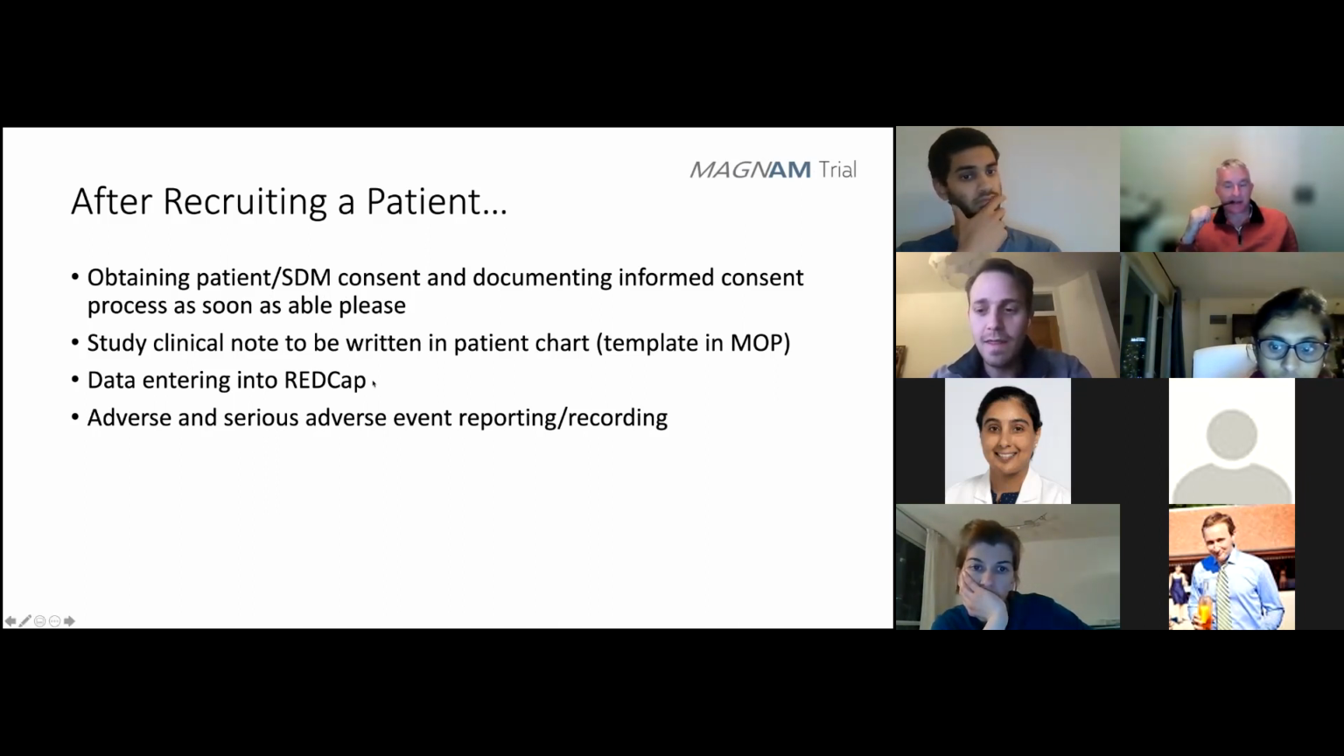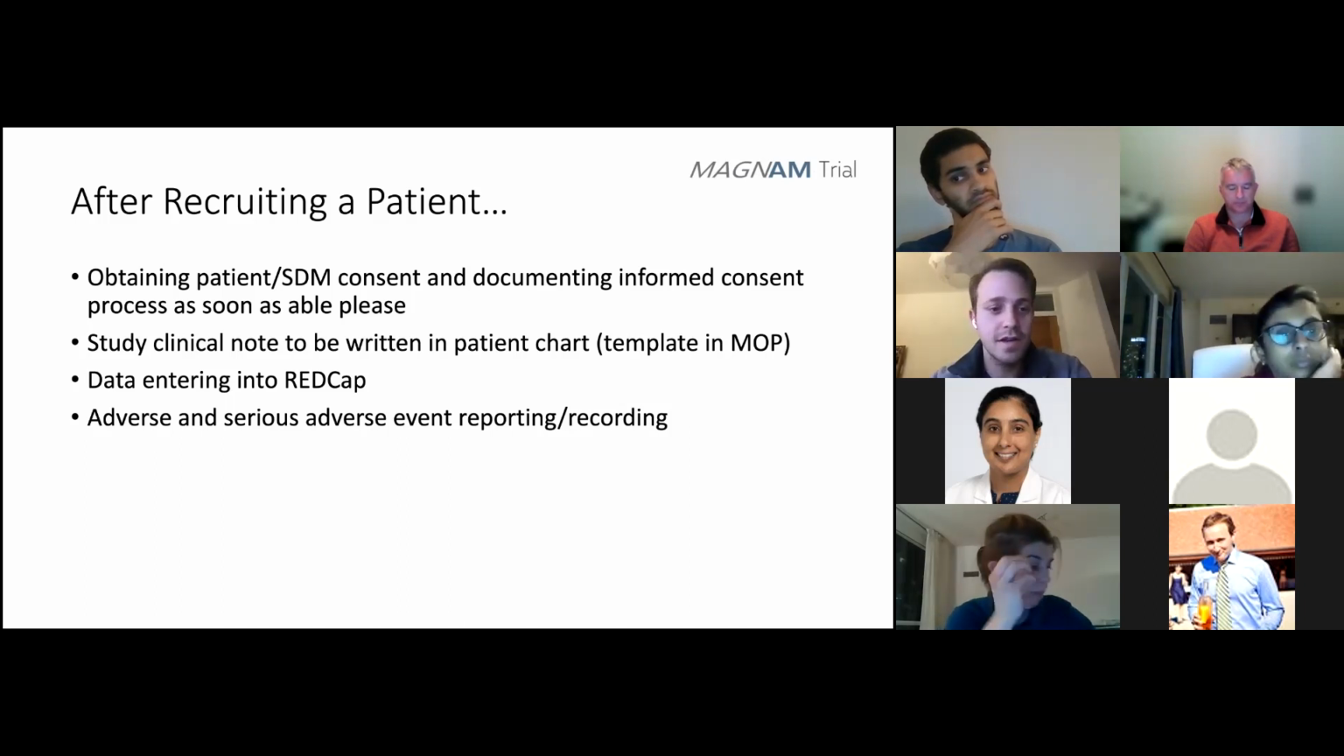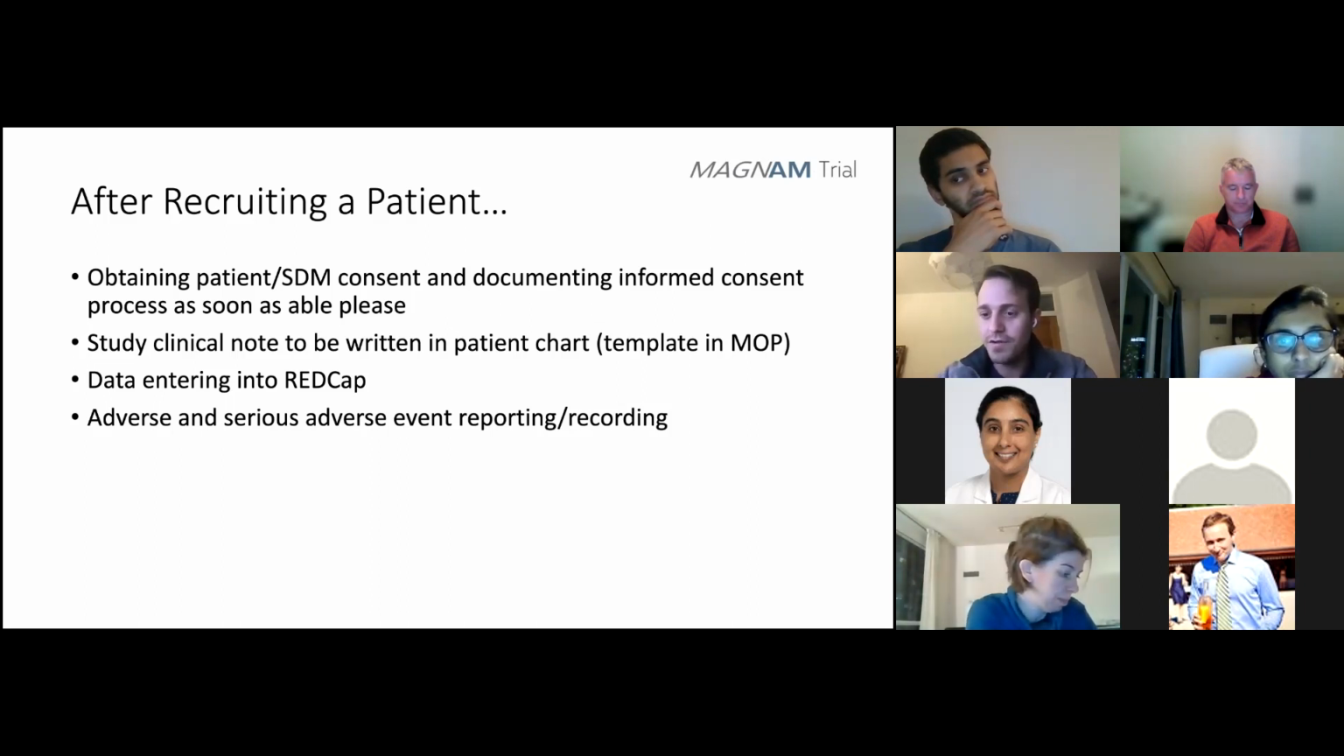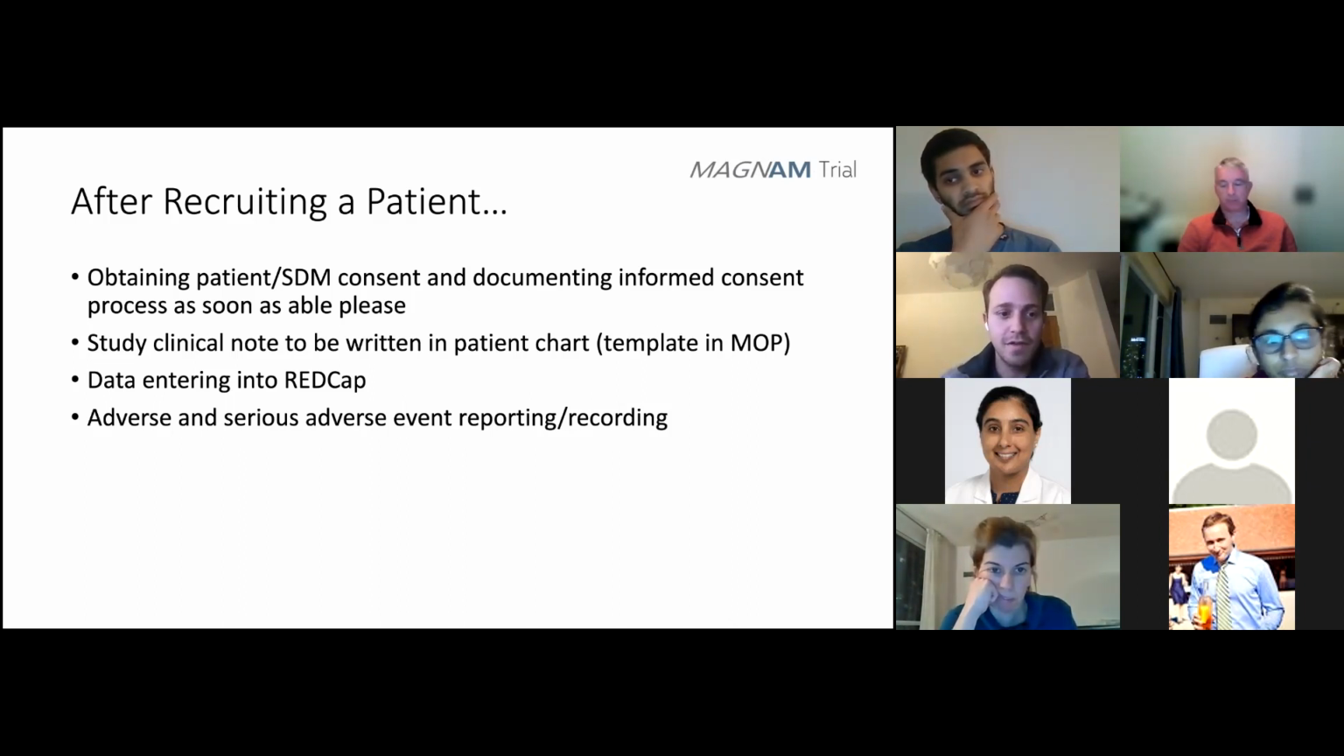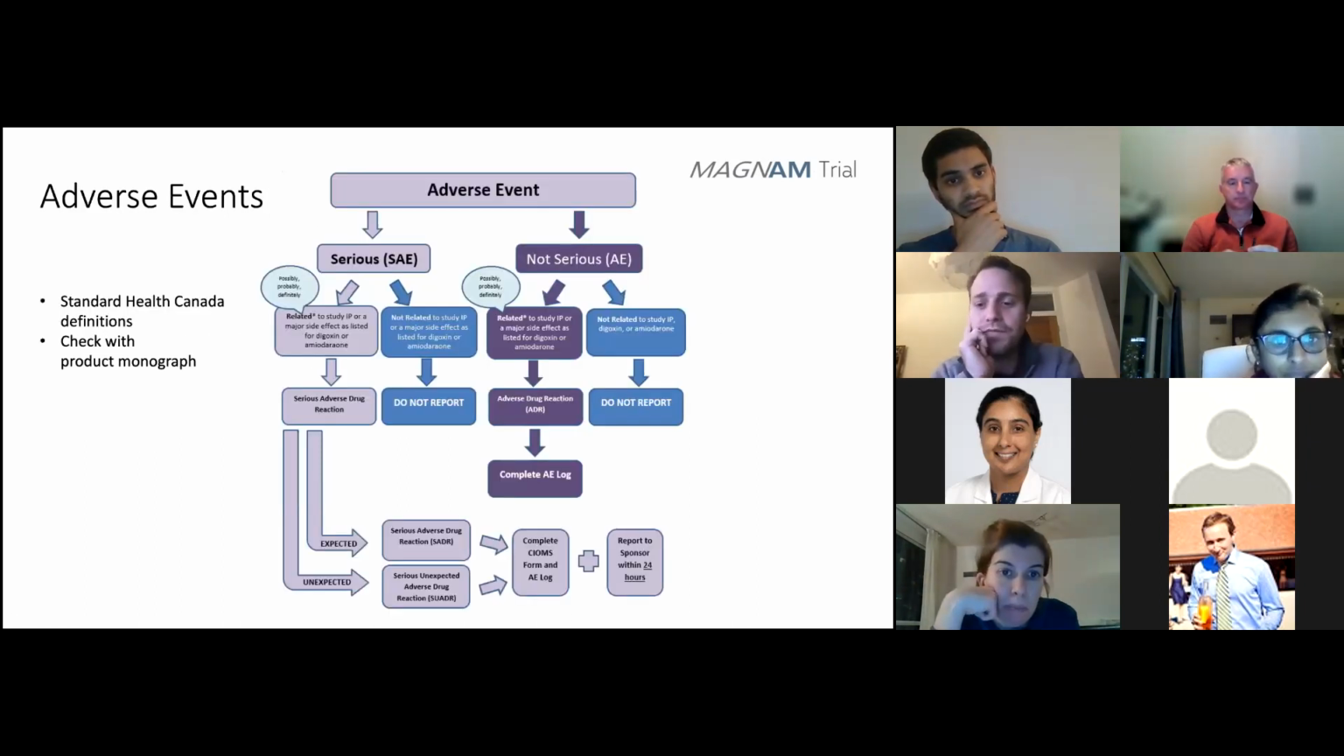And then there is some data entry that will go into REDCap, which is what Keith pointed out. And then ongoing, for the duration of the study, we'll be keeping our eyes out for adverse and serious adverse events. So I'll move on to the next slide to go over that.